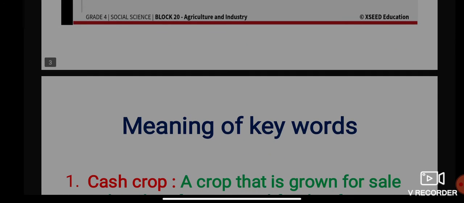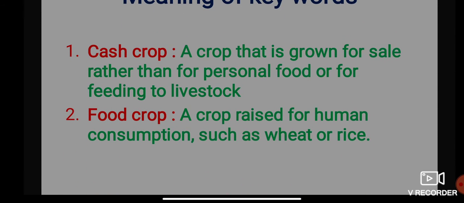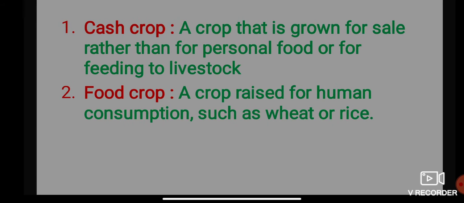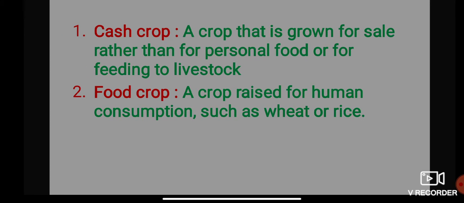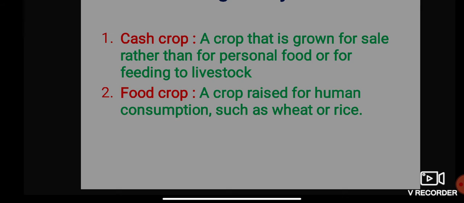So let us learn what is actually a cash crop. A cash crop means a crop that is grown for sale rather than for personal food or for feeding to livestock. That is known as a cash crop. And what is a food crop? A food crop means a crop that is raised for human consumption, such as wheat or rice.